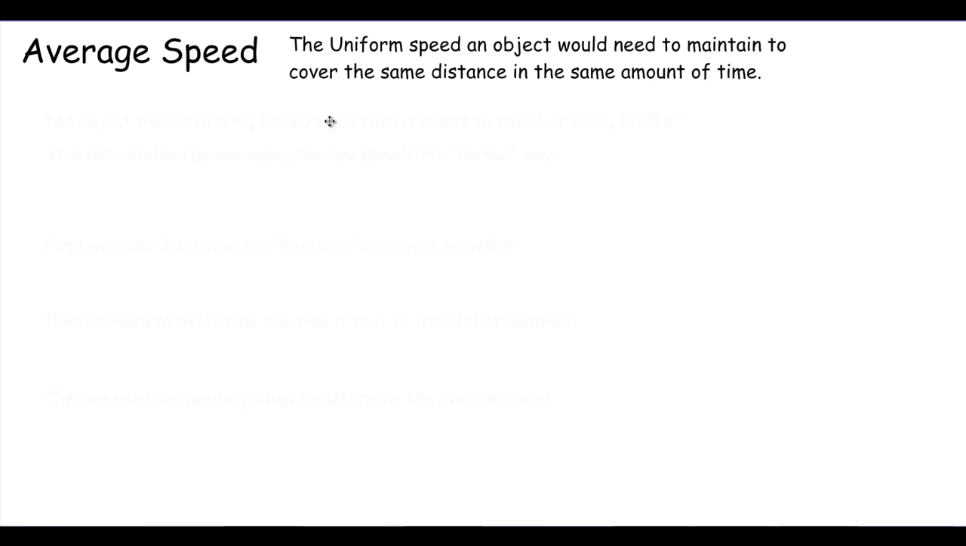So here I have a scenario. I have an object that travels at 8 meters per second for 20 seconds, and then it starts to travel at 12 meters per second for 5 seconds.